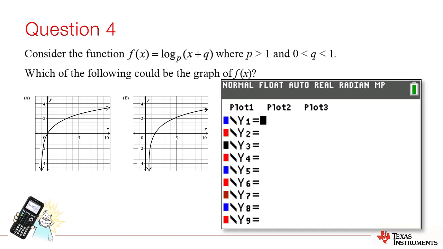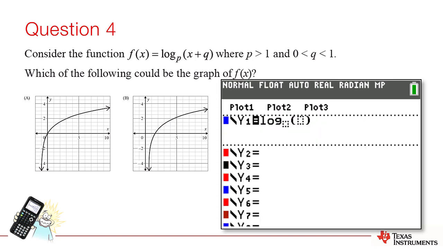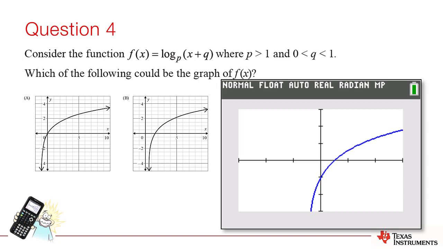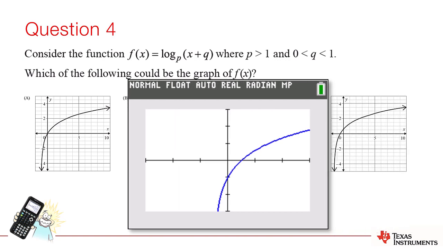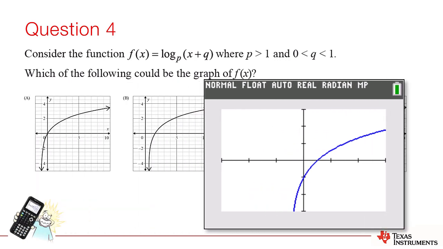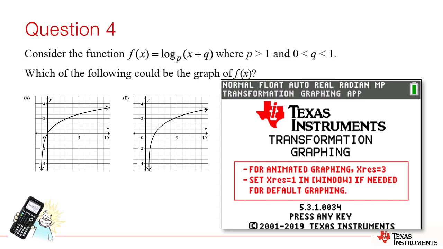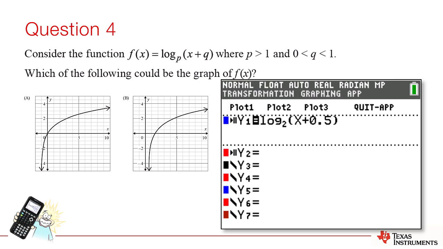We could guess some values for P and Q based on the corresponding domain for each. I'll let the log base equal 2 and the translation 0.5. Our graph shows a y-intercept below 0 and an x-intercept between 0 and 1, leaving us to select option C. If we had a little more time, you could use the transformation app to explore.